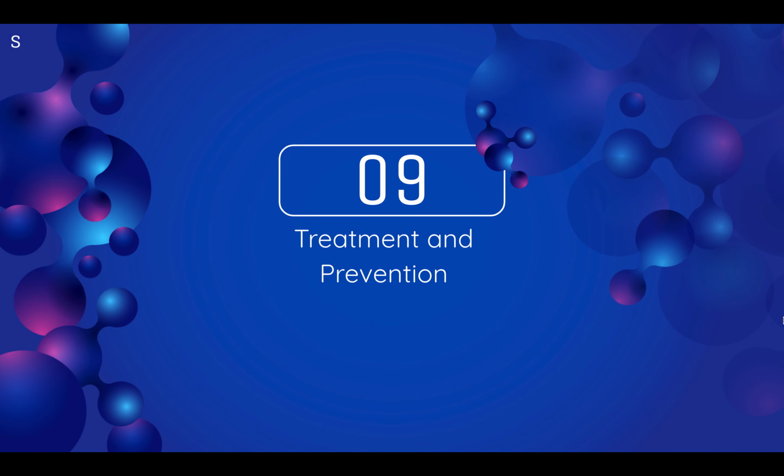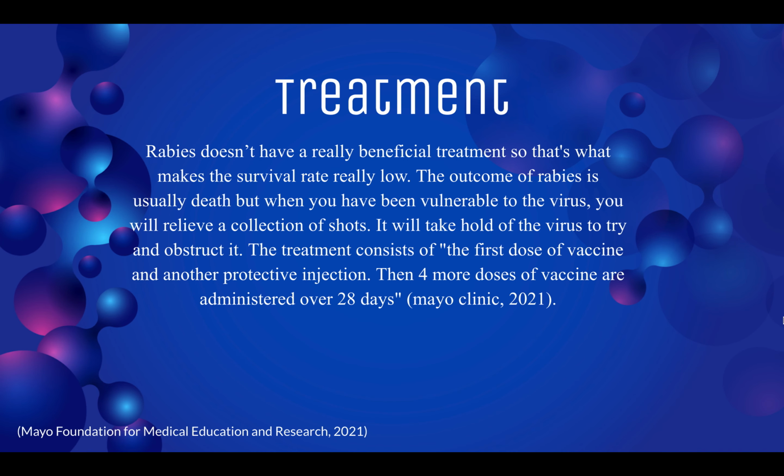One of the last 2 things that we'll be talking about is treatment. There is no real cure for rabies, but there are shots that you can take. With there being no real treatment, the survival rate ends up being fairly low. The shot you will be given takes hold of rabies and tries to hinder it. The treatment consists of the first dose of vaccine and another protective injection. Then 4 more doses of vaccine are administered over 28 days.